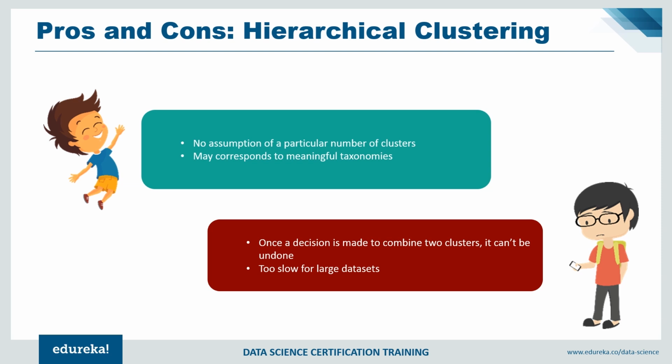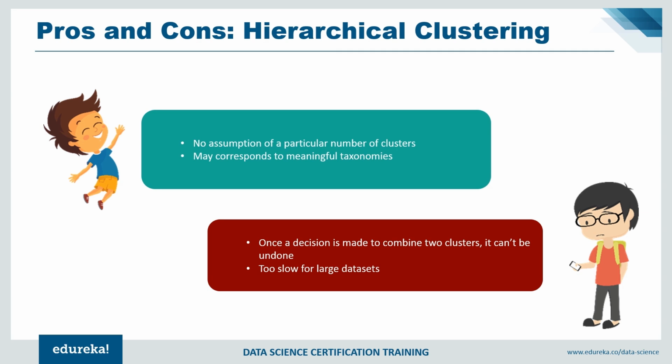Now again, hierarchical clustering also has some pros and cons. So in the pros, no assumption of a particular number of clusters is required, and it may correspond to meaningful taxonomies. Whereas if we talk about the cons, once a decision is made to combine two clusters, it cannot be undone. And one of the major disadvantages of hierarchical clustering is that it becomes very slow if we talk about very, very large data sets. And nowadays, I think every industry is using large data sets and collecting large amounts of data. So hierarchical clustering is not the apt or the best method someone might need to go for.